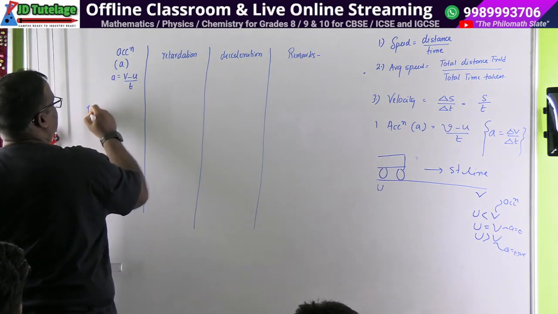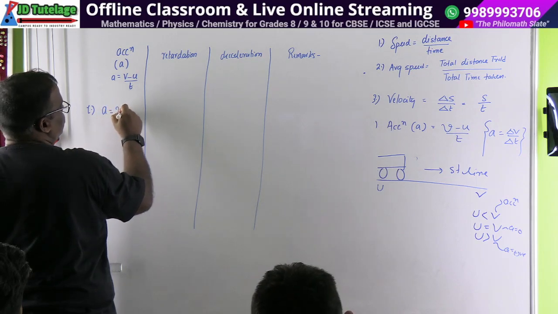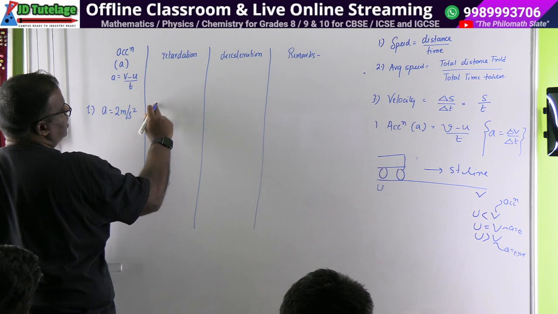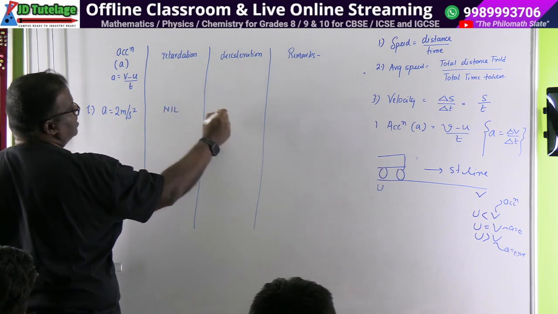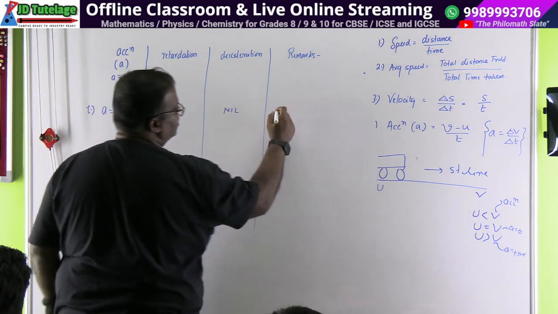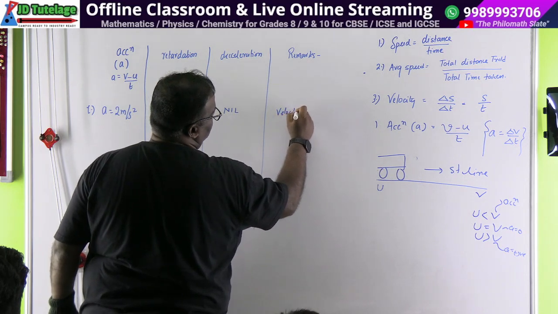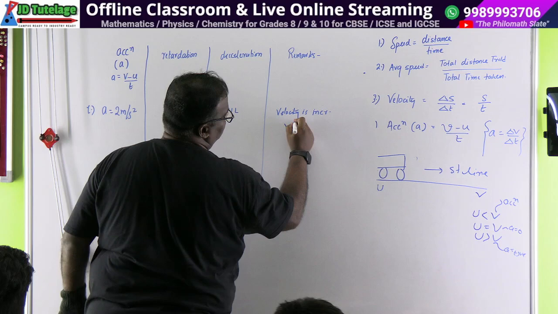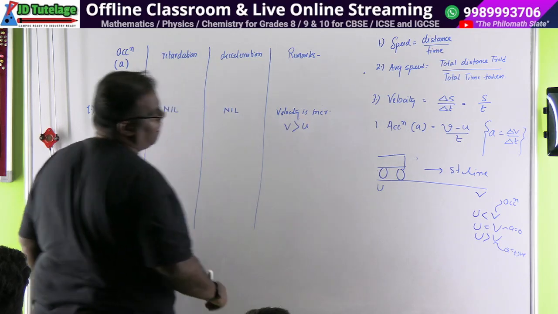Number one, a is equal to 2 meter per second square. Retardation nil, deceleration nil. Remarks: velocity is increasing. V will always be greater than u.